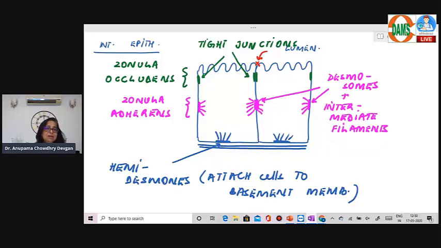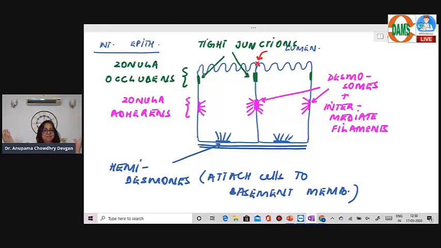Please remember, tight junctions are formed by proteins known as occludins, claudins, and JAMs. Towards the luminal side, the zonula occludens is formed by tight junctions, which are made of claudins, occludins, and JAMs. Zonula adherens. What is zonula adherens?